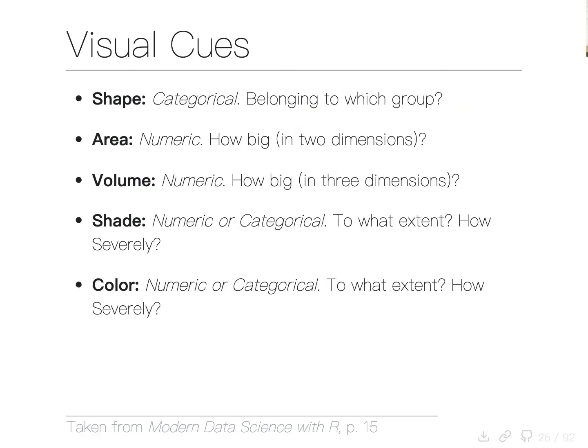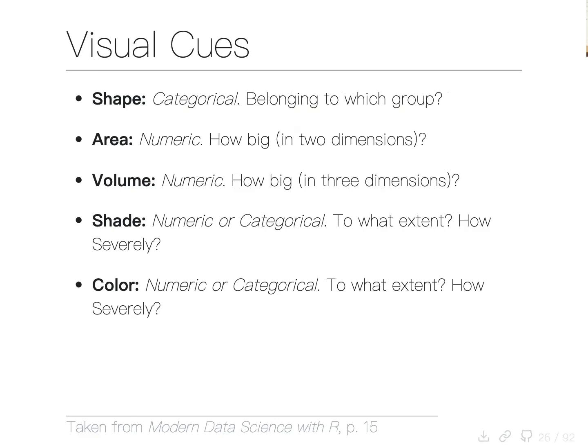You also have, for more discrete data, shape, which is going to be categorical pretty much always. So you could have circles versus squares versus triangles, whatever. Area, how big in 2 dimensions. Usually, like I said, if you have squares, you're going to want to scale that by 2 dimensions. You pretty much don't ever want to scale a square by 1 single dimension, that's going to be problematic.